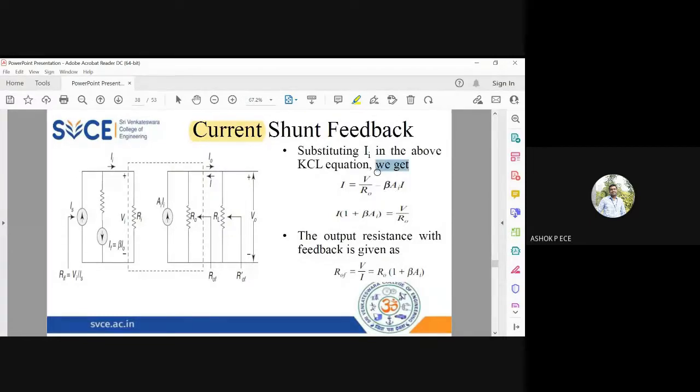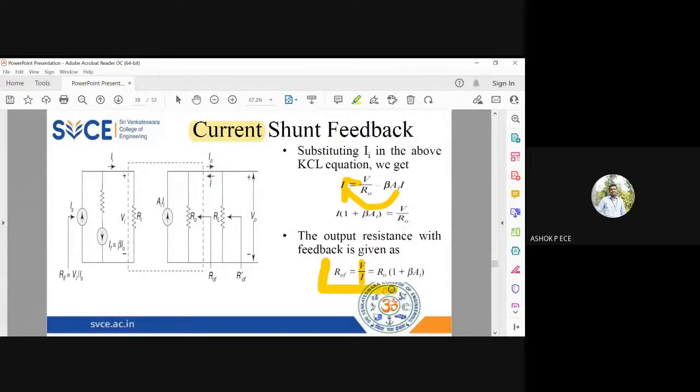So bring this I term to the other side and take out I as common. So I plus beta AI into I equal to V by R0. Take out I as common: I into 1 plus beta AI equal to V by R0, or cross multiply, V by I equal to R0 into 1 plus beta AI. V by I is R0 into 1 plus beta AI, and V by I is R0F.